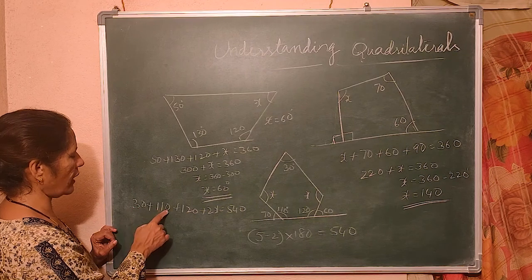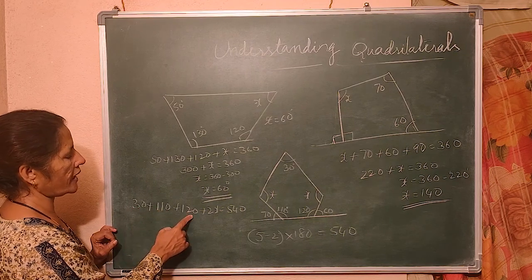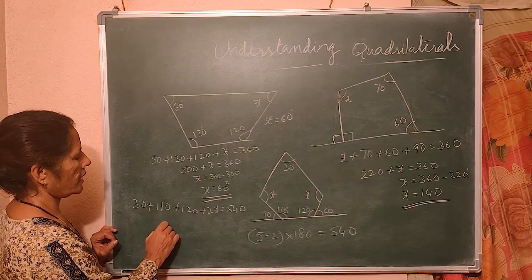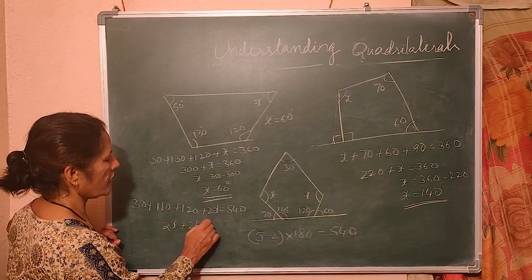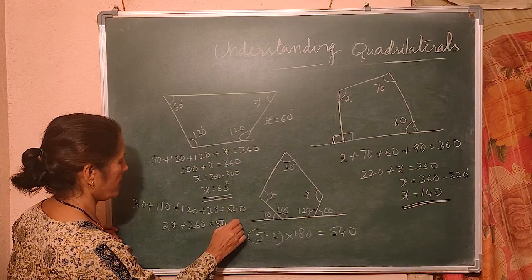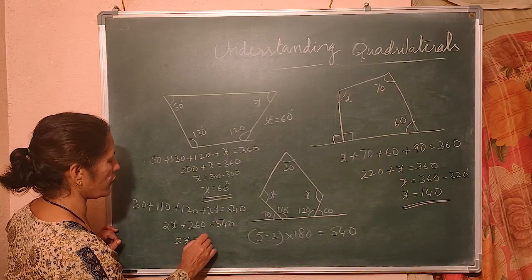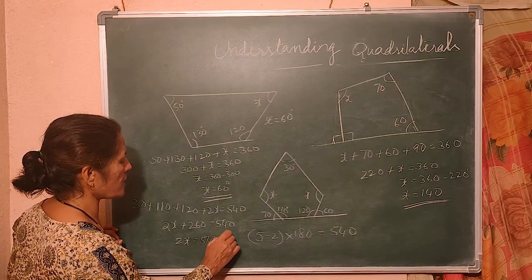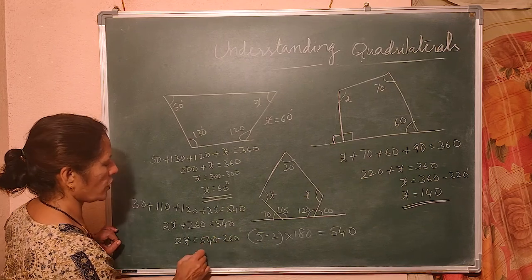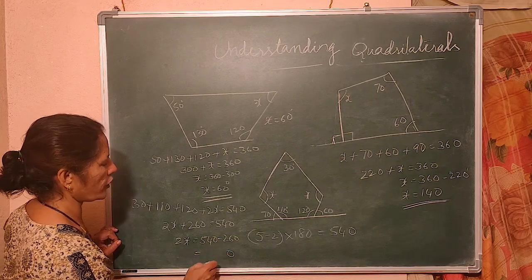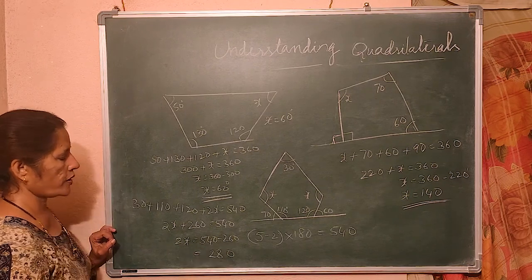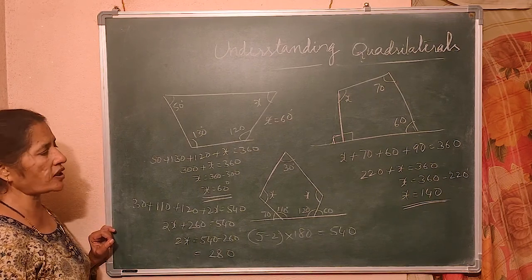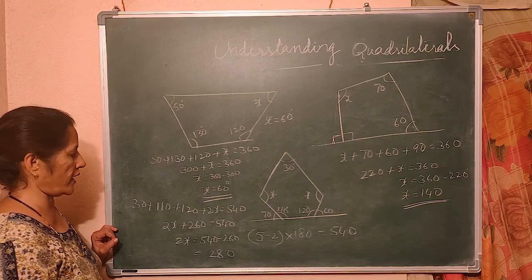So 30, 140, 260. So 2x plus 260 is equal to 540. So 2x is equal to 540 minus 260. So 0 minus 0, 14 minus 6 is 8, 4 minus 2 is 2. So x is 280 divided by 2, which is 140.